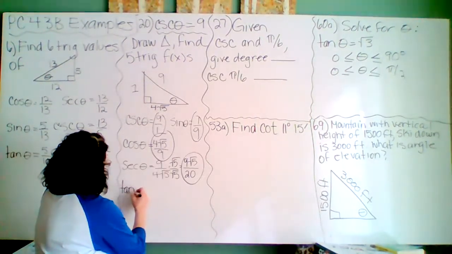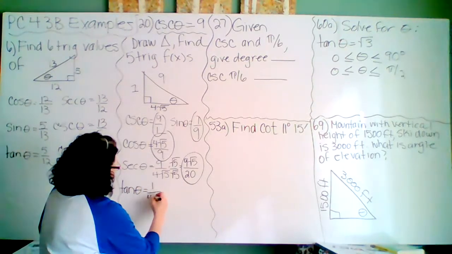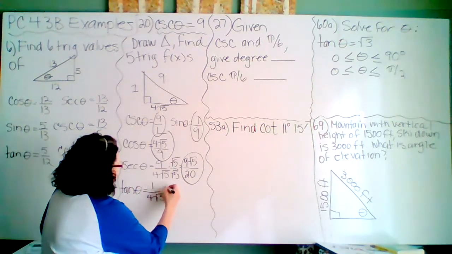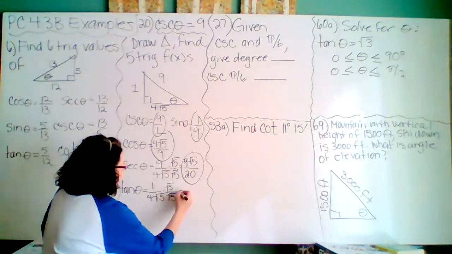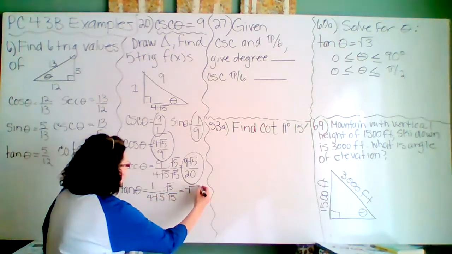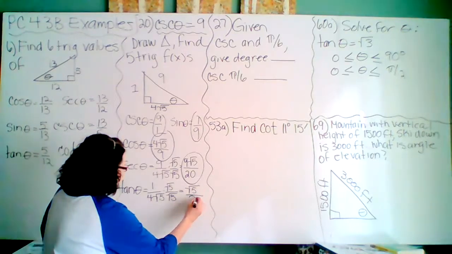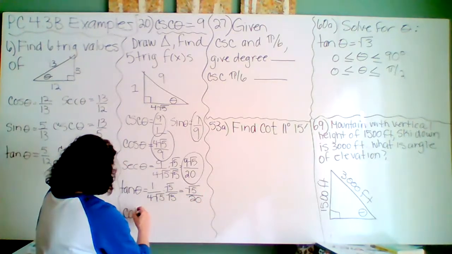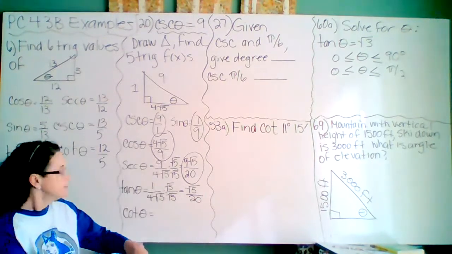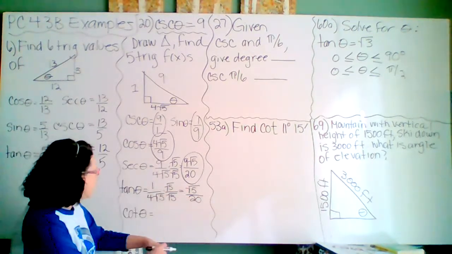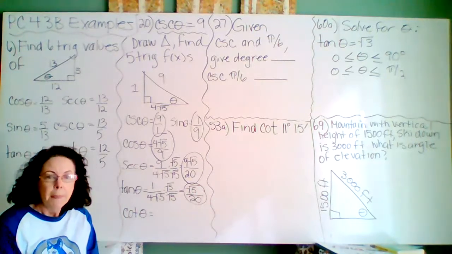Let's get tangent. Tangent is opposite over adjacent. Rationalizing again. And in the numerator, I have the square root of 5 over 4 times 5 is 20. And cotangent then.